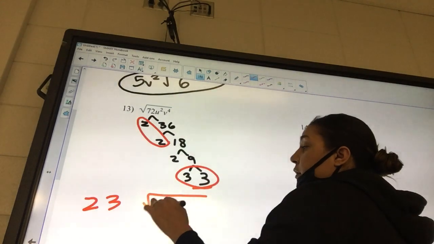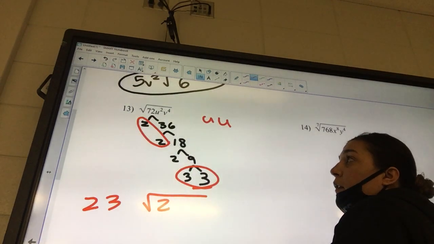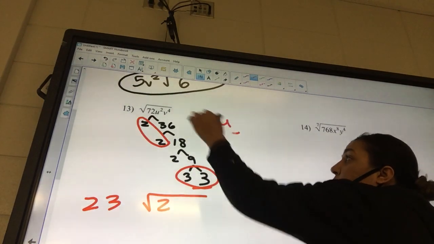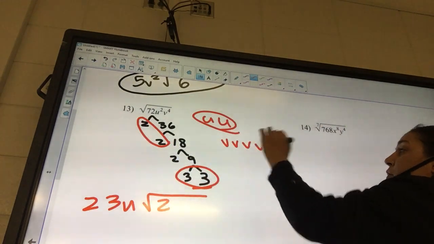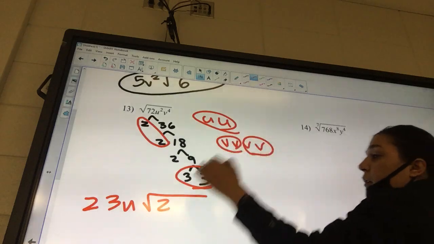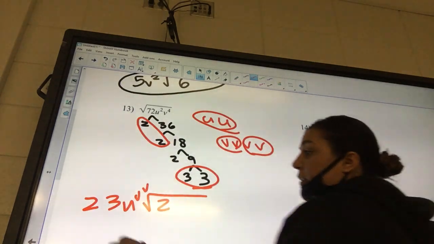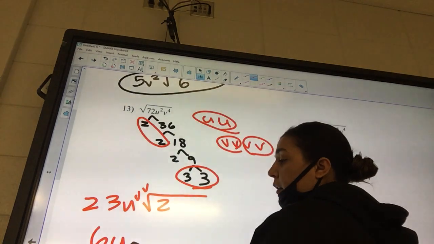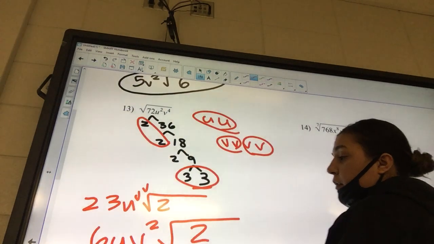1, 2. Okay, and I have 2 U's, so who can go? 1 group, so those go on the outside. And then I have 4 V's, so who can go? 2 of them can go. So I got V and V. So on the outside, you're going to have 6U V squared.